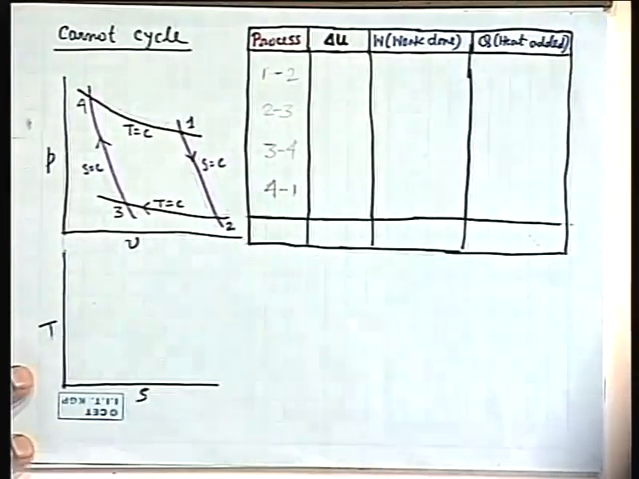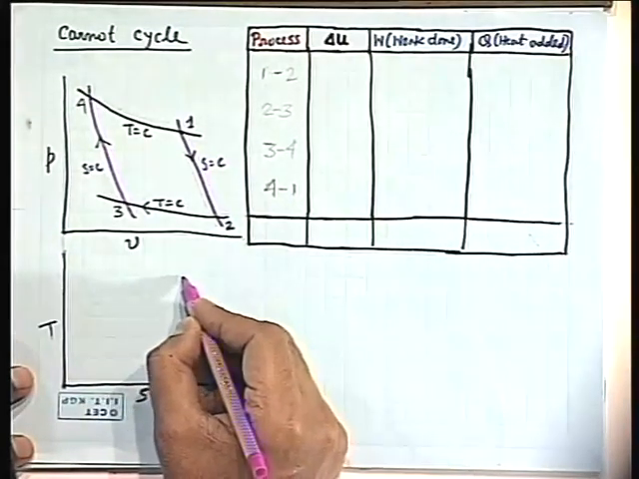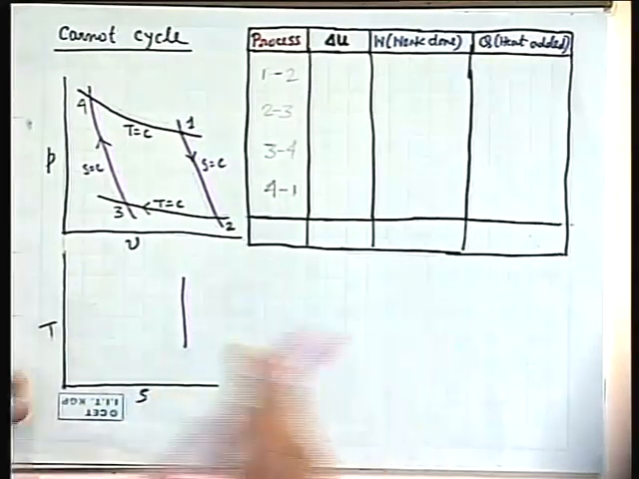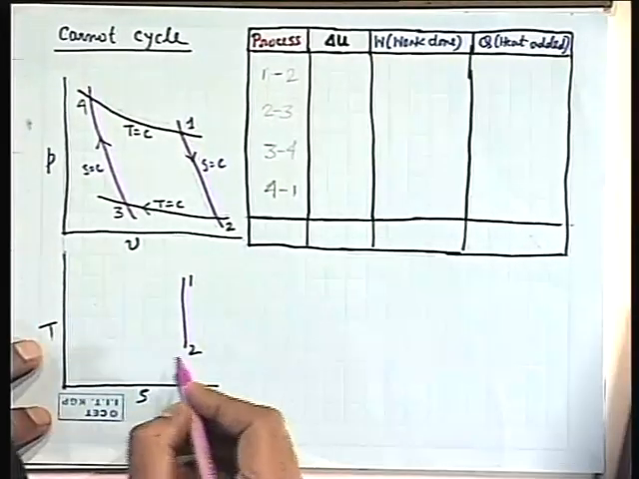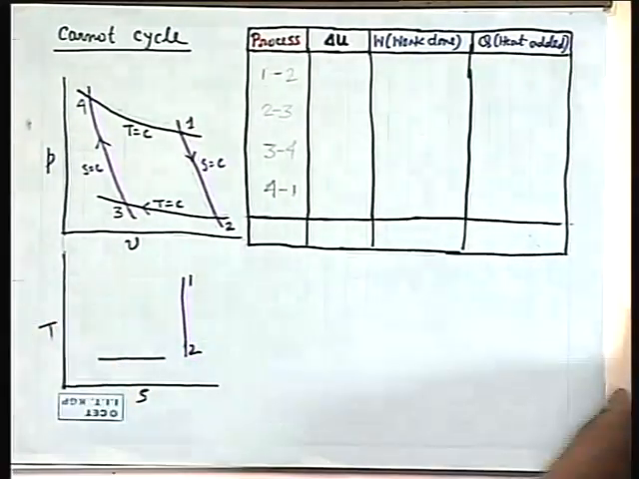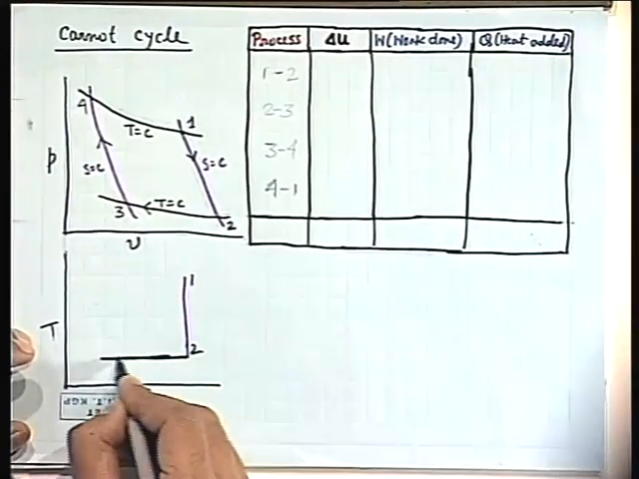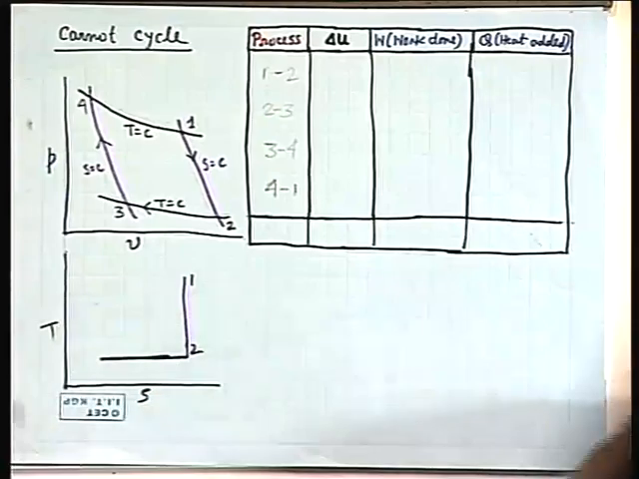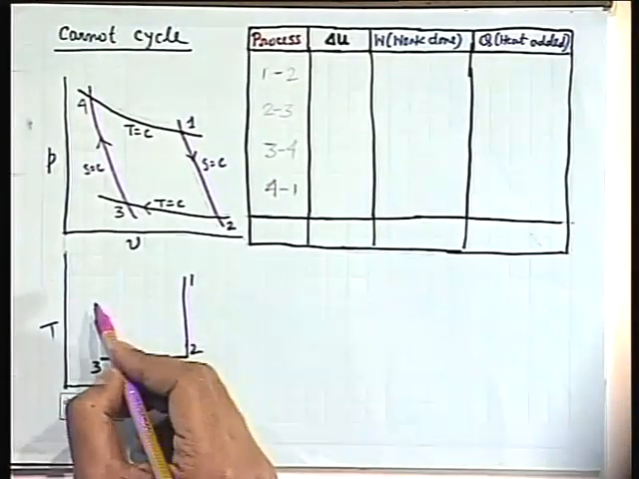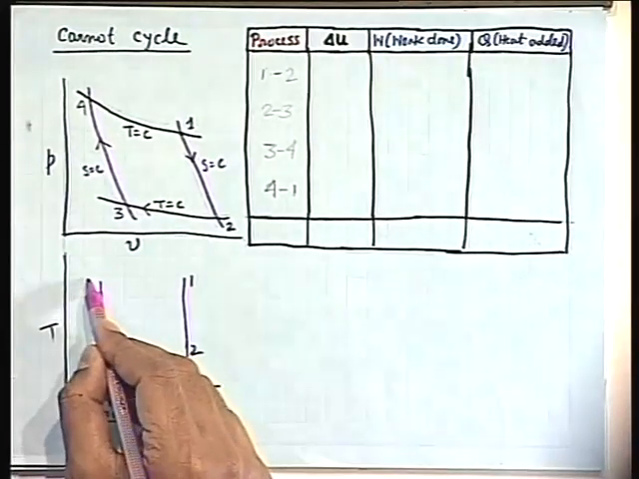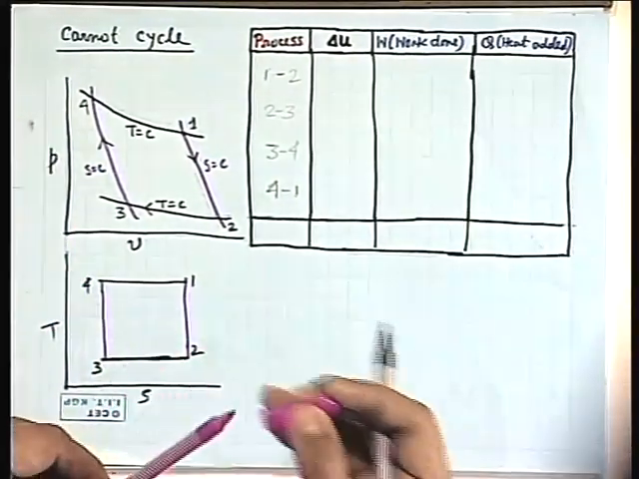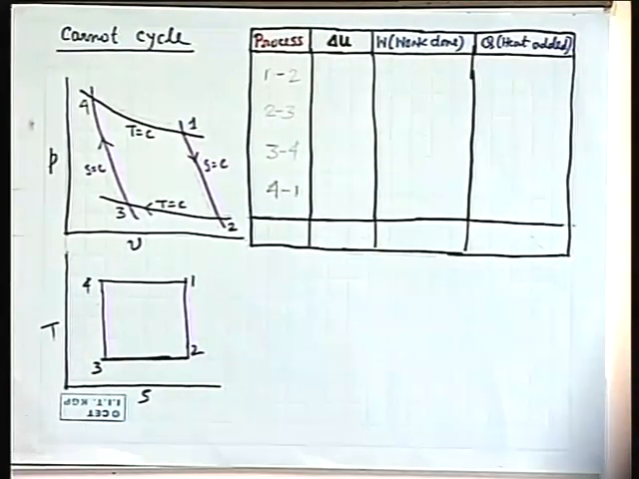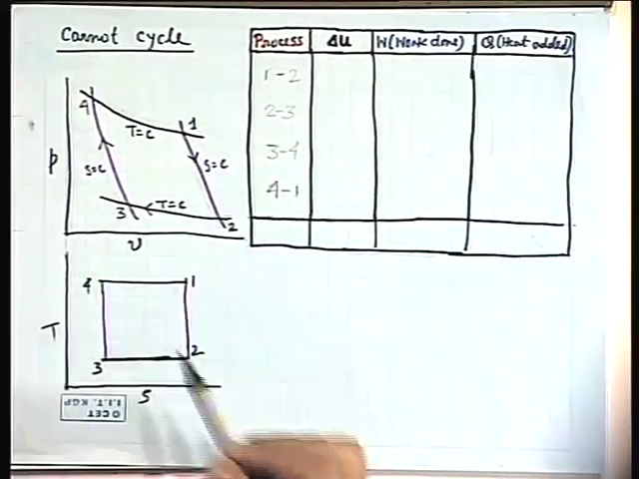Now 1 to 2, 2 to 3, you start with that. 1 to 2 is an isentropic process, so an isentropic process obviously will be a line like this. So this is 1, 2. Similarly, 2 to 3 is an isothermal process. So this is 2, 3. Again 3 to 4 is an isentropic process. This is 3, 4, and 4 to 1 is again the isothermal process. Let me stop drawing with different pens, it will take unnecessary time. So we see that the Carnot cycle looks like this in the PV and TS diagrams.